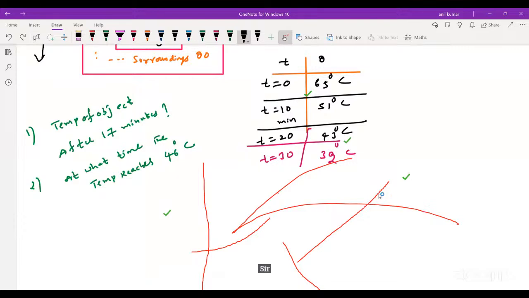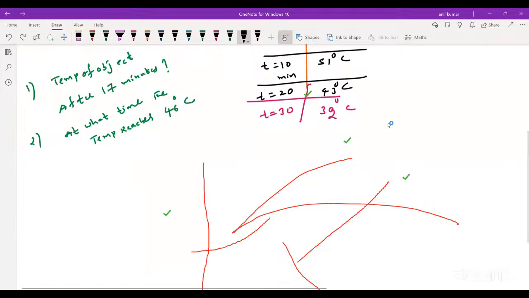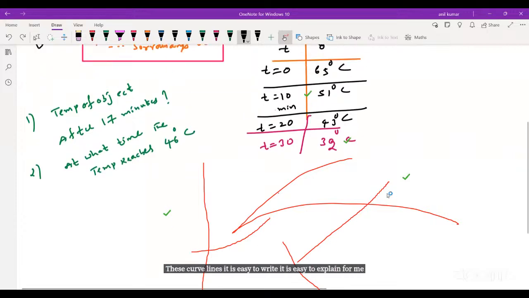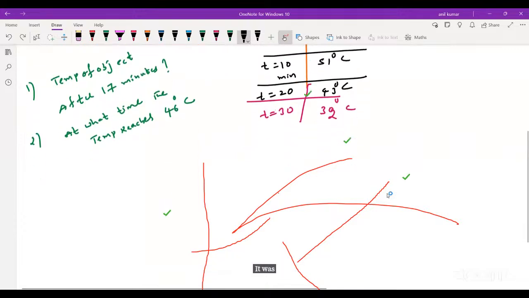Sir, can you please try now? So actually, if you remove these lines, these curved lines, it is easy to write. It is easy to explain for you. They are disturbing a lot, sir. It was drawn by one student in the middle. Shall I rejoin, sir?